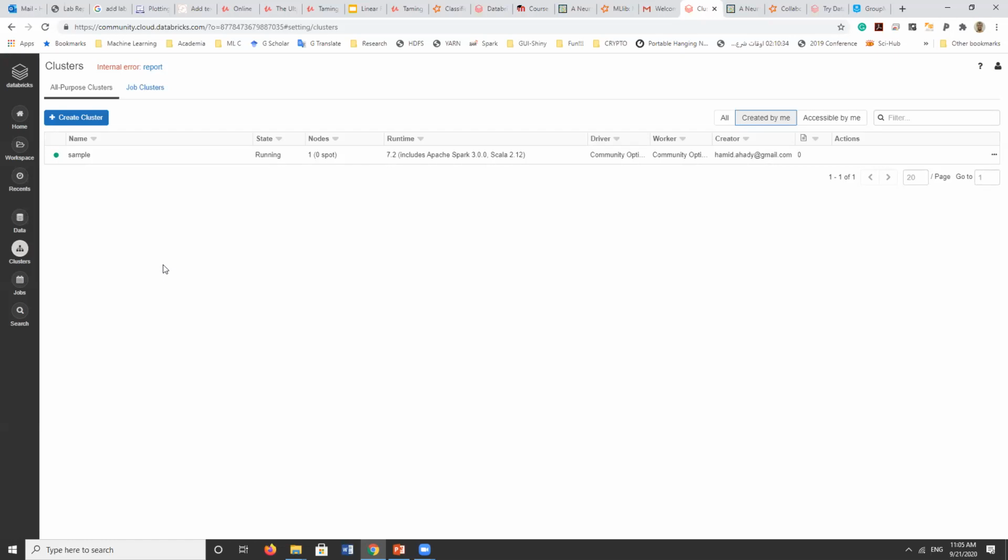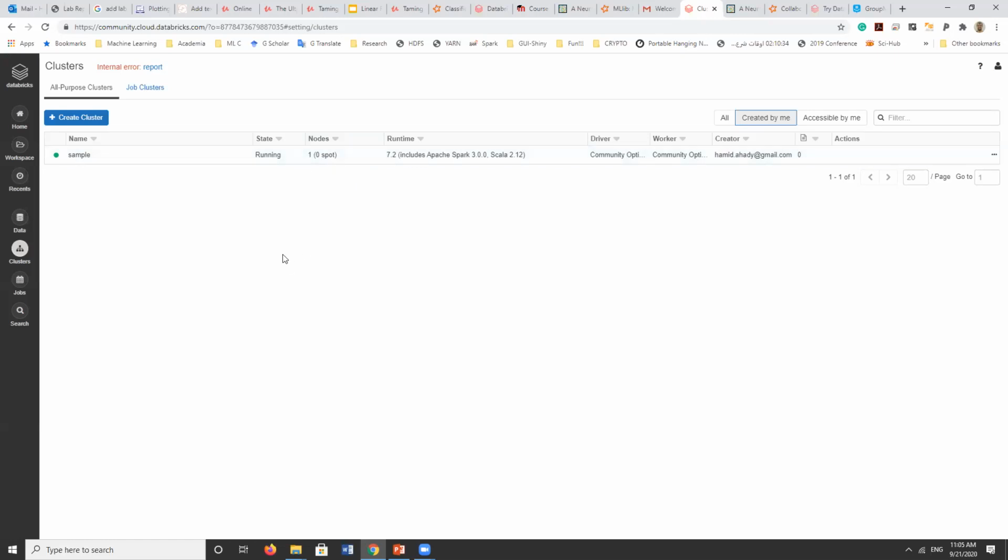As you see, next to my sample, there is a green dot. It just means my cluster, the one named sample, is running. So now the status is running. And also, I have one note here.